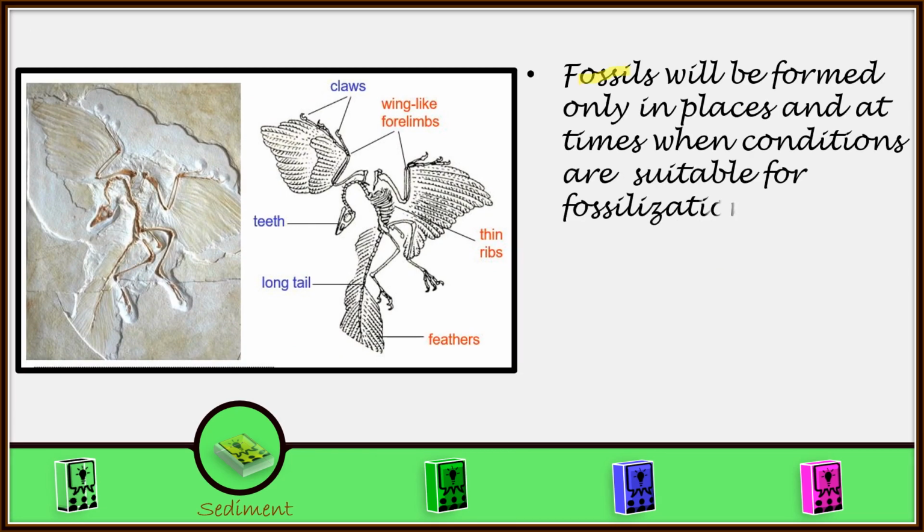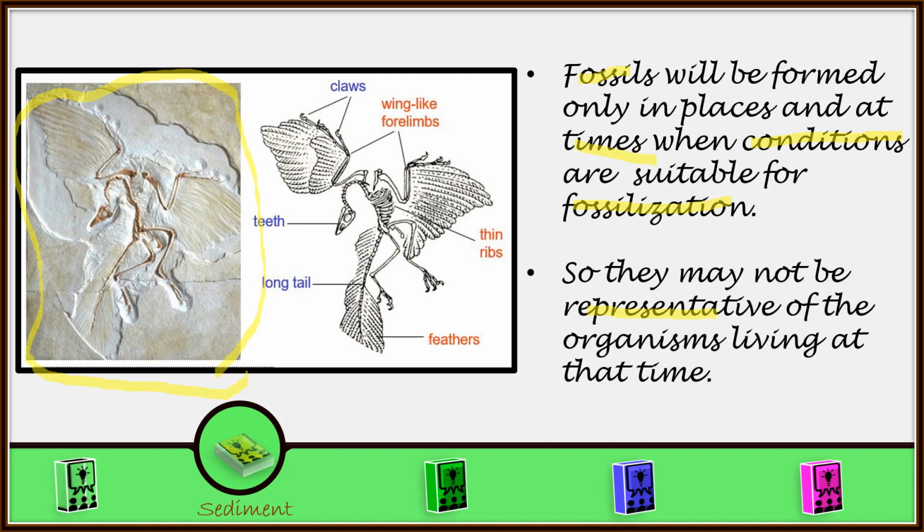Fossils will be formed only in places and at times when the conditions are suitable for fossilization. If the conditions are suitable for fossilization, that is when the fossils are going to be formed. And so they may not be representative of organisms living at a time. So you may find that at a particular time there were no fossils present because maybe during that time the conditions were not suitable for fossilization of those organisms.